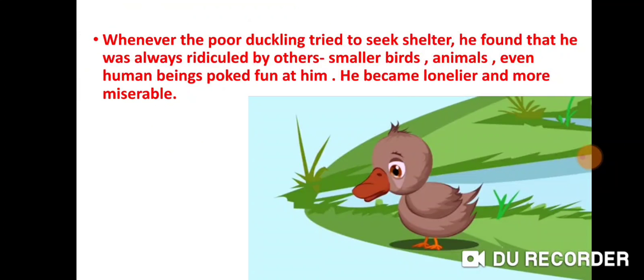Wherever the poor duckling tried to seek shelter, he found that he was always ridiculed by others. Smaller birds, animals, even human beings poked fun at him. Wherever this little duckling would go, everyone would make fun of him and insult him, including the small birds, the animals, and even the human beings, looking at his ugliness. He became lonelier and more miserable. There was no one by his side. He was all alone and he used to feel miserable for that reason.